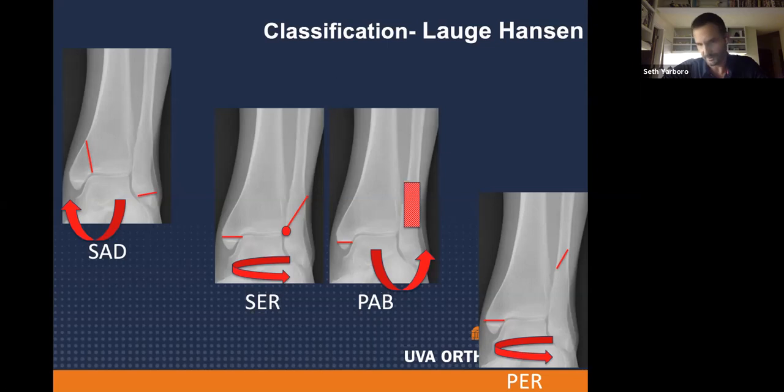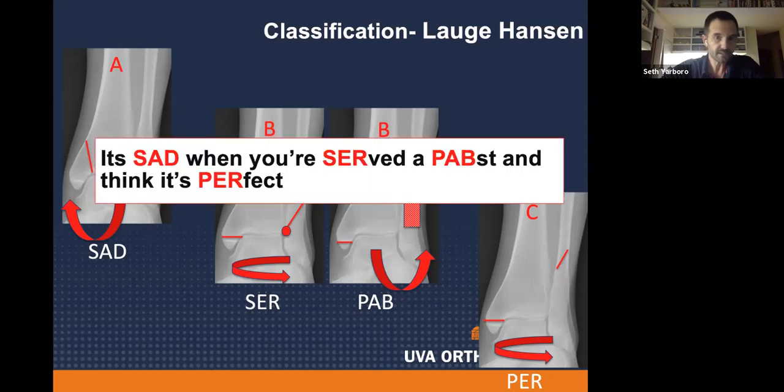So if all else fails and you think, well, that just sounds like a whole bunch of tiny pieces of information that I can't tie together in any meaningful way, we put the Weber classification up. SAD is an A, SER and pronation abduction are Bs based on what we just described, and the PER is a C. So the mnemonic is, it's sad when you're served a Pabst and you think it's perfect.